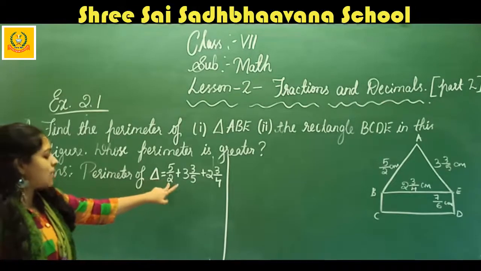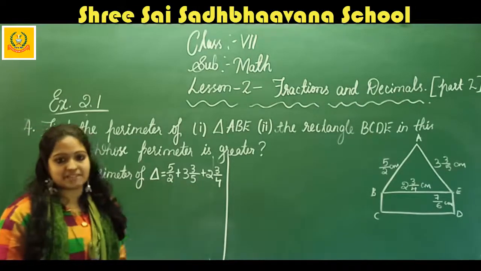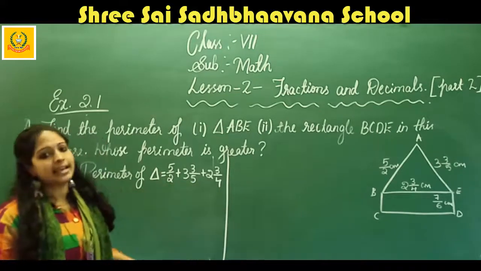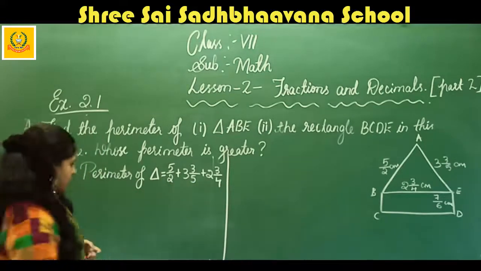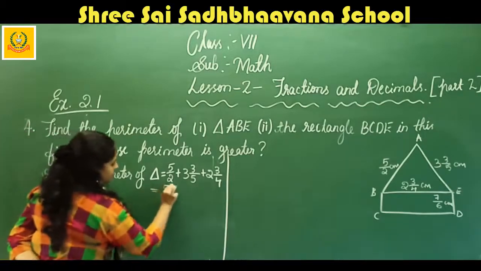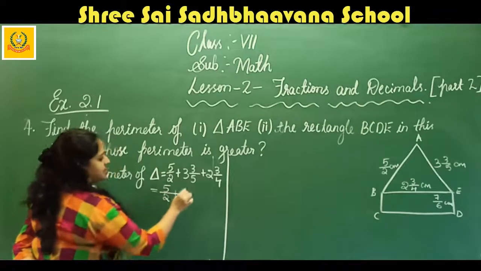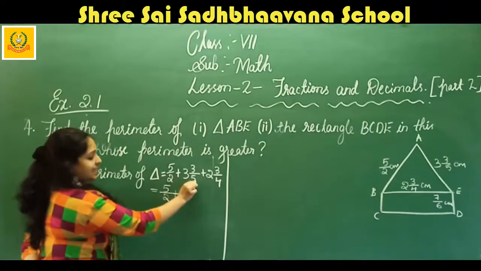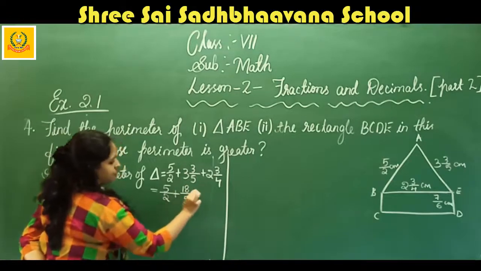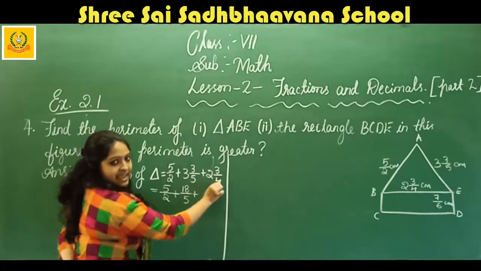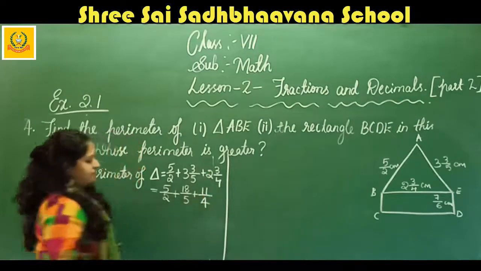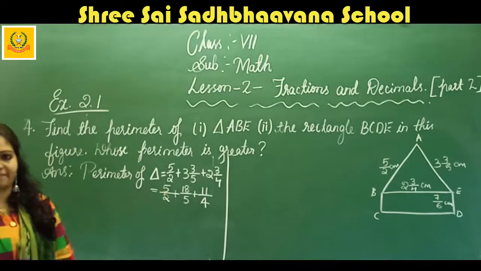Now here you see one is improper fraction and two are mixed fractions. So what we have to do first? First we have to convert these into improper fractions. 5 by 2. Then 3 5s are 15, 15 plus 3 is 18, so 18 by 5. Now 2 4s are 8, 8 plus 3 is 11, so 11 by 4. So now these are our improper fractions.